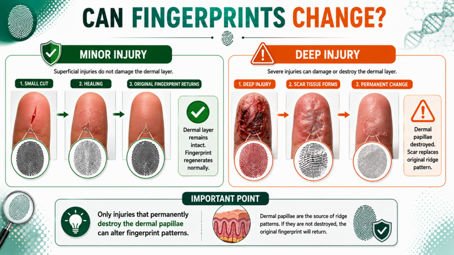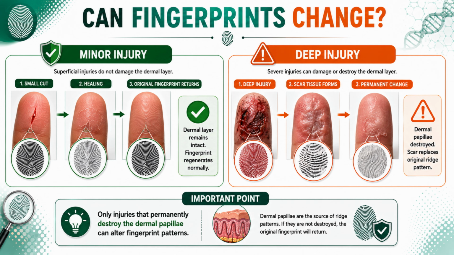Some films portray criminals burning their fingertips with acid or cutting away their skin to avoid identification. But does this really work? In most cases, no. If only the outer skin is damaged, the friction ridges regenerate exactly as before. History provides several examples where criminals attempted to destroy their fingerprints by burning, cutting, or abrading their fingertips. However, after healing, the ridge patterns either reappeared or left distinctive scars that made identification even easier.